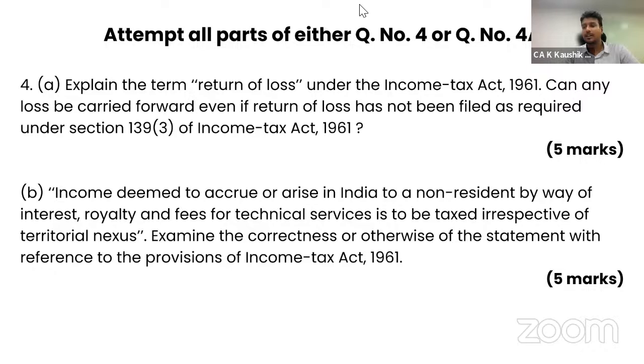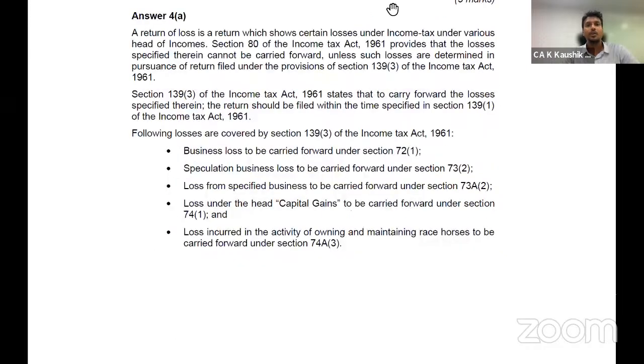Now, moving further in terms of the solution here, if you see the guideline answer, question number 4, see how they've given that, that Section 139(3) deals with loss of return, and it says that no loss can be carried forward if the return is not filed within the due date. Now, what are those losses? Business loss, speculation business loss, loss from specified business, loss from capital gain, and loss from owning and maintaining race horses to be carried forward under Section 74A(3). So these are the things that cannot be carried forward if the return of loss is not filed within due date.